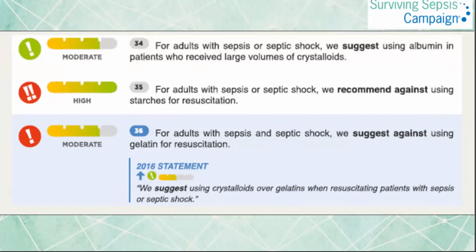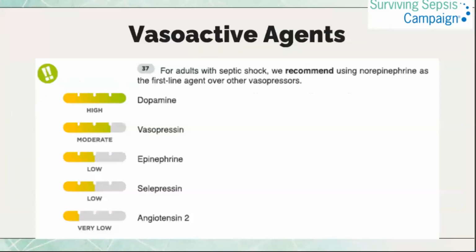For adults with sepsis and septic shock, we suggest against using gelatin for resuscitation. Gelatin has been found to have no clear effect on mortality when compared to normal saline, and is associated with higher risk of renal replacement therapy, anaphylaxis, and also higher cost. For vasoactive agents, for adults with septic shock, we recommend using norepinephrine as the first-line agent over other vasopressors.